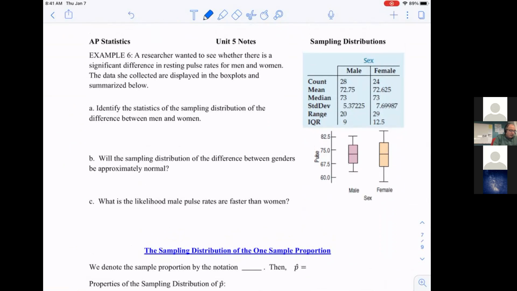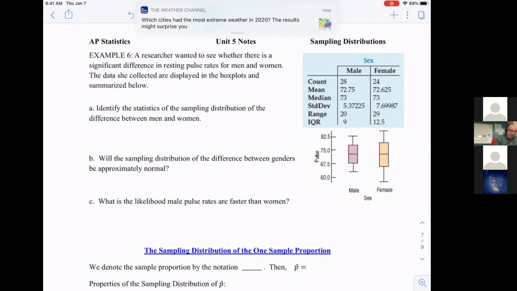Example 6: a researcher wanted to see if there's a significant difference in the resting pulse rates of men and women. She collected data and displayed box plots, which are summarized below. Identify the statistics of the sampling distribution of the difference between men and women. This is kind of weird. It's not a population because it's not all men and women, so that's why it's a statistic. It's going to be a sample.